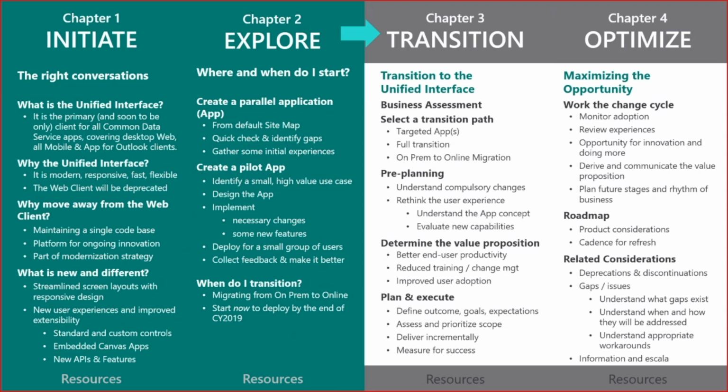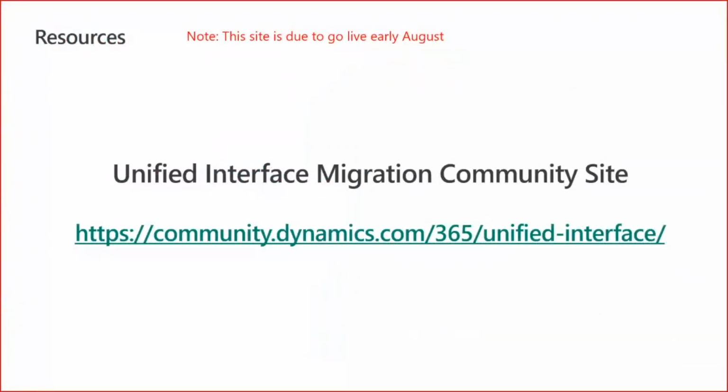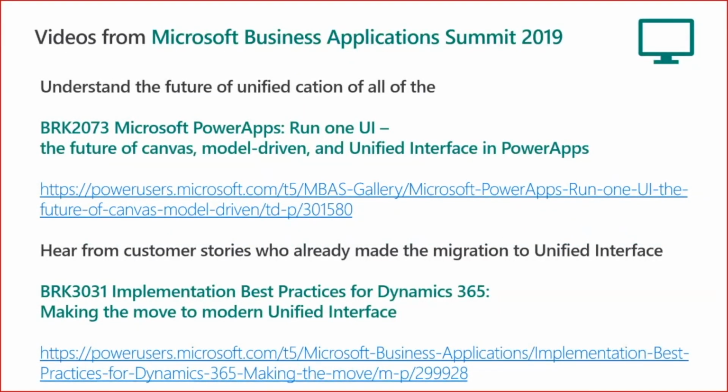That is for getting the best from this, and also about some other details like roadmap and gaps and issues. If you are interested in some of the content, including this content which you just saw, we will publish it on our community site. This is already a fixed URL, so you can take a screenshot or put it in your bookmarks. We expect that the beginning of August it will become live, and there will also be other content, not only the unified interface playbook. If you would like to see other videos or learnings about unified interface, you can take a look at the following videos from Business Applications Summit.